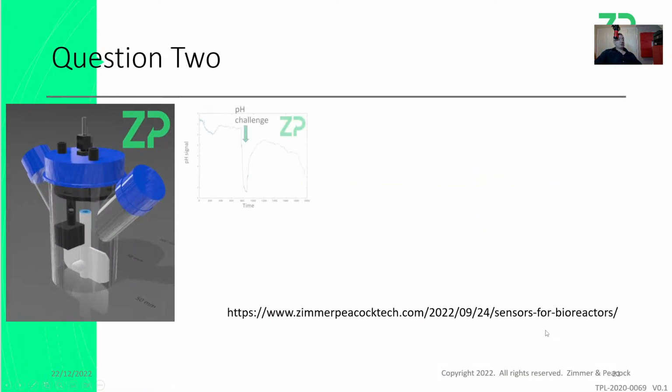We are already putting these sensors into bioreactors. We're working with universities and dealing with things like stem cells used in therapeutics, but also stem cells used in food production as well.